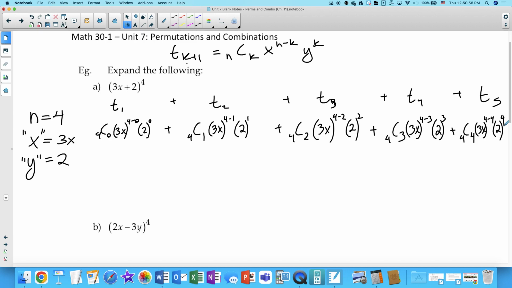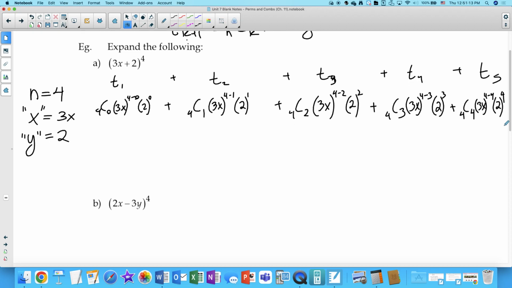Okay? So this is kind of the hardest part, just laying that out for yourself. Laying out all the terms and how to calculate each term is the hardest part. Now we just have to look at each individual term and simplify it, right? So for example, in the first term, 4 choose 0 is 1. 3x to the 4 minus 0, that's 3x to the 4. That's 81x to the 4. And 2 to the 0 is 1.